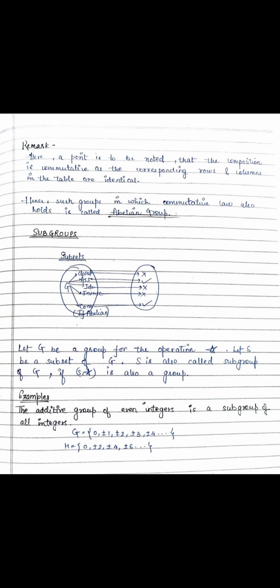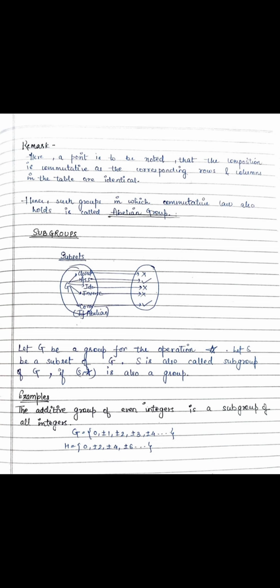The closure property is not always transferred to the subset. Associativity is always transferred to the subset. Existence of identity is not always transferred to the subset. Existence of inverse is also not always transferred to the subset. And if the group is abelian, commutativity is transferred to the subset. The properties which are transferred from a group to its subset are called inherited properties. These are inherited from set to subset or group to subset.